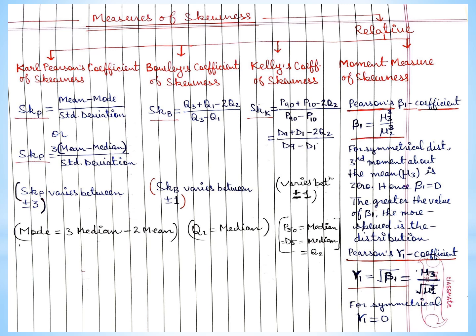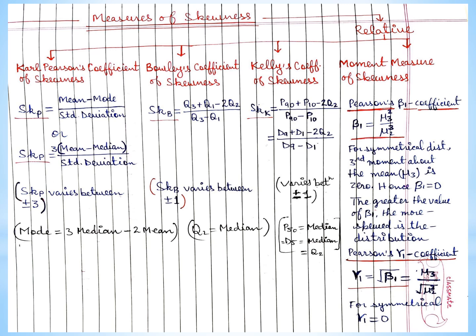Bowley's coefficient of skewness varies between plus 1 and minus 1. So students, always remember that second quartile, that means Q2, is equal to the median. That means if in any question we have to use median and median is not given, in that case we will use second quartile. And if second quartile is not given and median is given, then we use median in the place of second quartile.